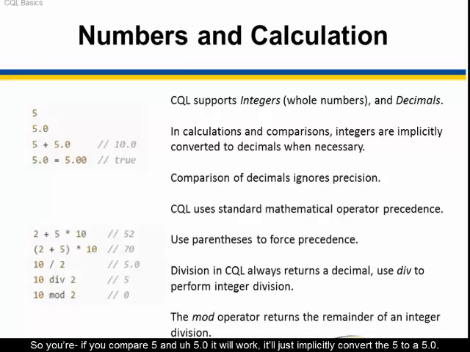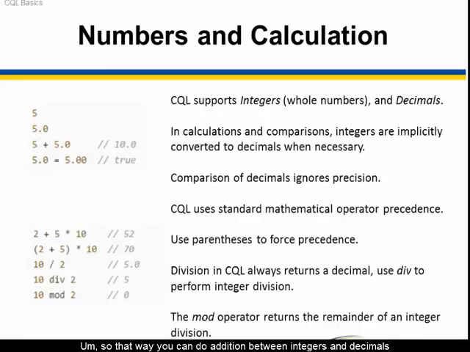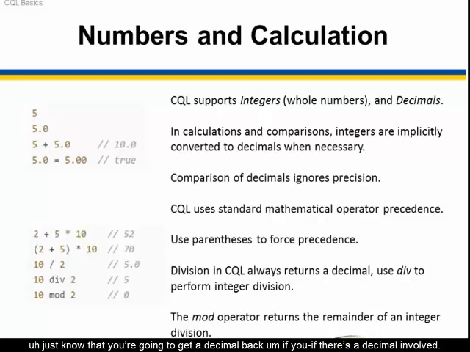So if you compare 5 and 5.0, it will work. It'll just implicitly convert the 5 to a 5.0. That way you can do addition between integers and decimals and just deal with them as you normally would expect. Just know that you're going to get a decimal back if there's a decimal involved. And that's true for division, addition, subtraction, multiplication. What that means then is that integer division in CQL will always return a decimal.